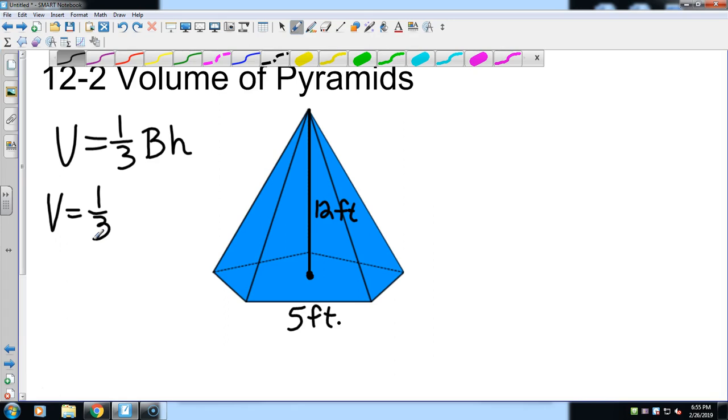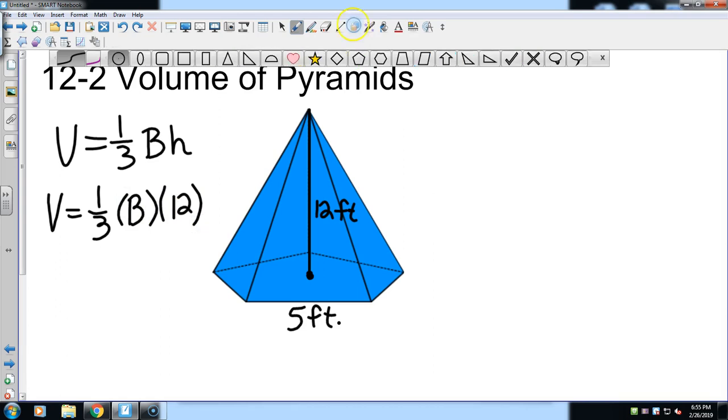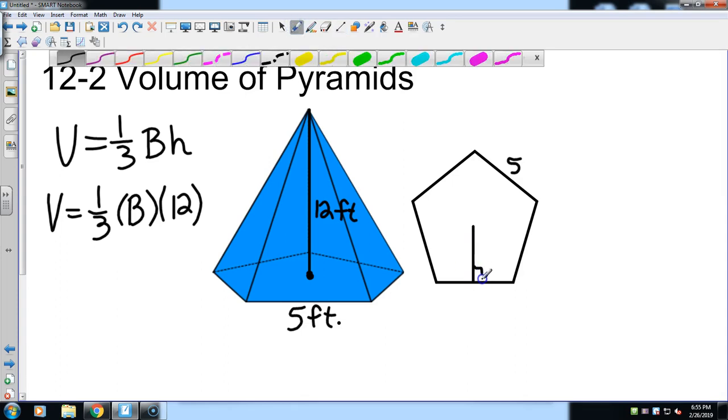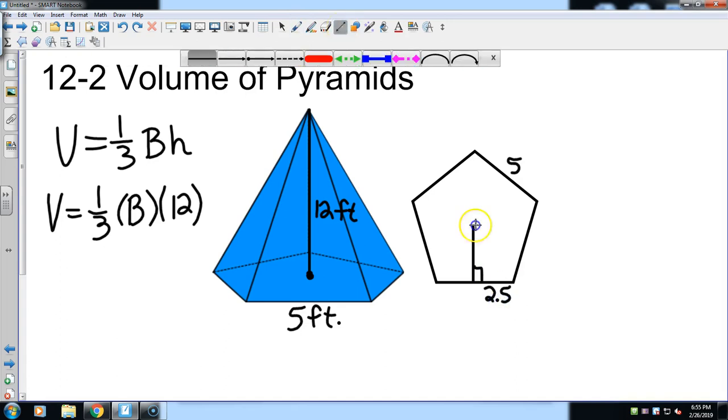I'm going to go ahead and put my height in there as 12. And then I'm going to take the pentagon out of this pyramid and make it two-dimensional. And so each one of these is going to be 5. So now I will use some apothem knowledge. Remember that this is going to be 2.5. And then I'm going to create a triangle here. And I need to know this side right here.